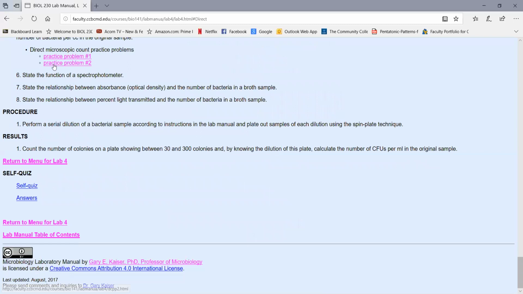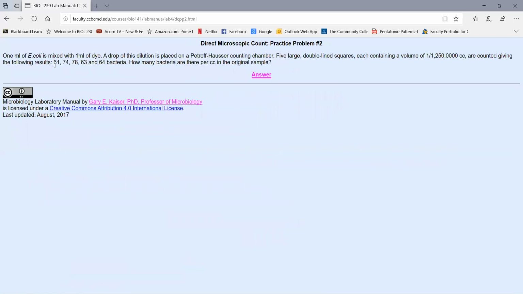And let's look at the second one for the direct count now. In this case, 1 ml of E. coli is mixed with 1 ml of dye. Remember, that's the third part of the formula. So in this case, it would be 1 ml of bacteria, 1 ml of dye is 1 to 2. We have 2 mls, 1 is bacteria. The slide always holds the same volume, of course, but here's the counts we have for this one. The first square had 61, second one had 74, third had 78, fourth square had 63, final had 64.